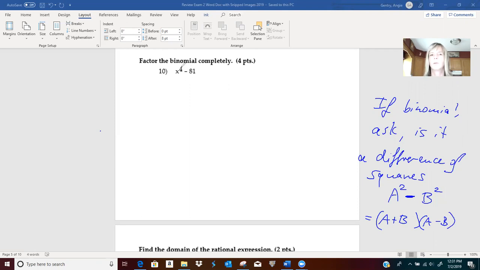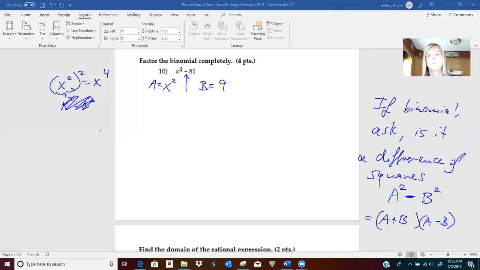On this one, it makes no sense to use a trinomial formula. So if it's a binomial, you should know this and simply say, well, what squared gives me x to the fourth? So what would a be? A would be x squared, you see, because x squared squared is x to the fourth. So this thing is a squared. So b, what would b be if b squared is 81? B is 9. So you say, oh, and it's a difference.